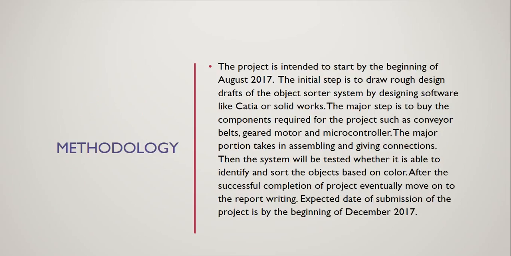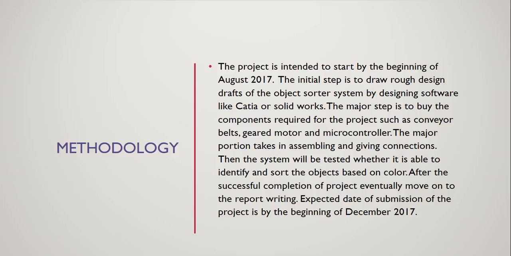Methodology. The project is intended to start by the beginning of August 2017. The initial step is to draw a rough design draft of the auto sorting system using designing software like CATIA and SolidWorks. The next step is to buy the components required for the project, such as conveyor belts, gate motor, microcontrollers, color sensor and magnetic sensor as well.